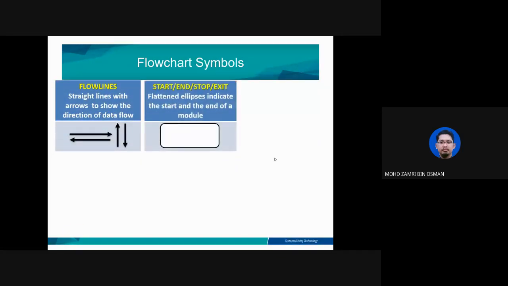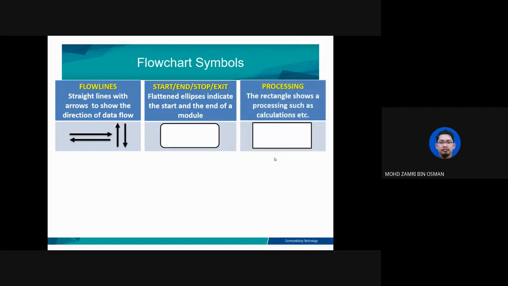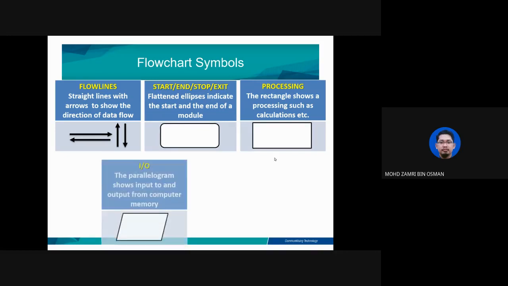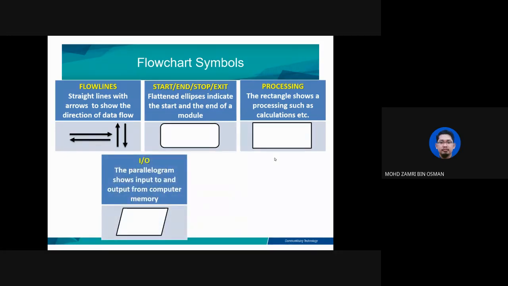The flow lines. Okay, we have end, start, or we call it stop and exit. Okay, process. This one is a symbol. And then we have a processing. The rectangle shows processing such as calculation. Okay, the output we also call a process as well. This one is a parallelogram that shows input and output. So this one is a process, calculation, whatever, and so on. This one is the input and output. We call this a parallelogram. It shows input and output of the memory. So input and output share the same shape here.